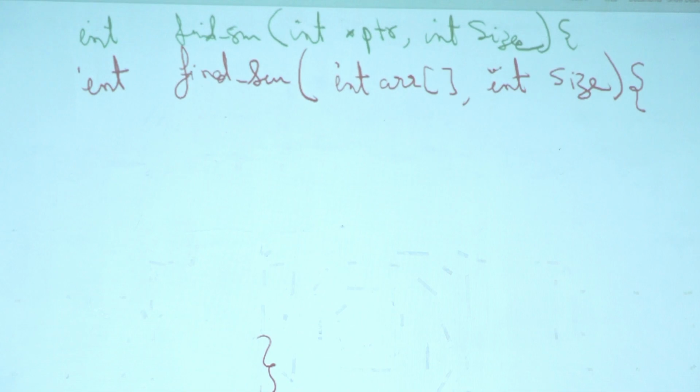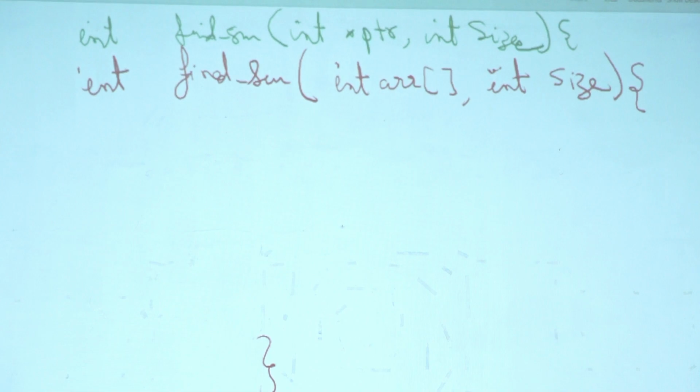In one, ARR is an array. In the second declaration, I am treating it as a pointer. Doesn't matter. Both are equivalent. Only thing is, if you don't like PTR, I can call it ARR also. Okay, no problem. I can call my parameters anything that I want. My choice. Fair enough? So, this is what is int find sum. This is called the prototype of the function, or this is called the signature of the function.